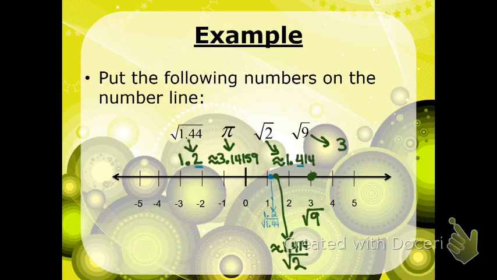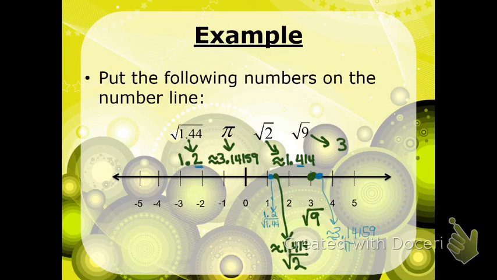Now the pi, that one was really close to 3. It's 3.14159, so that means it's just a little bit bigger than 3, which means we put our point just a little bit to the right of 3. That's where pi was.